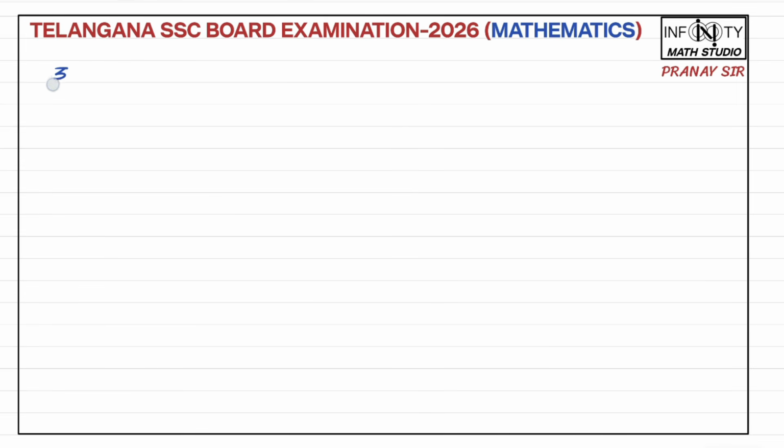Now the third question is related to applications of trigonometry. Here we need to draw a diagram. First of all, before beginning, we draw a horizontal line which resembles the ground level. Let it be A, B. Okay.